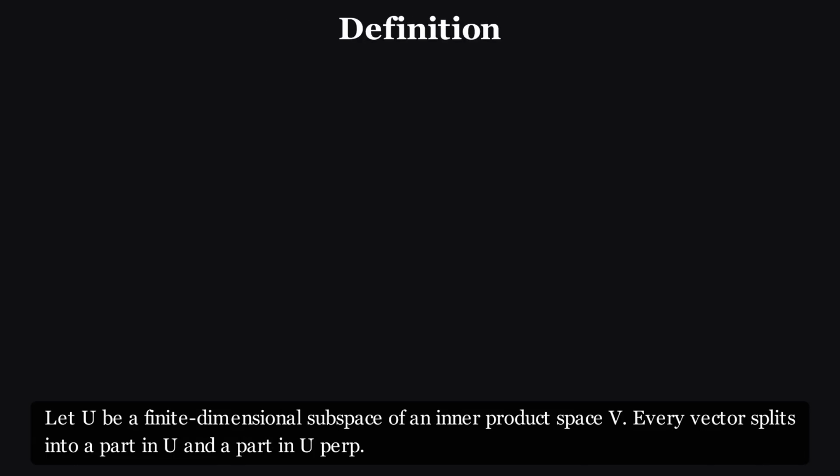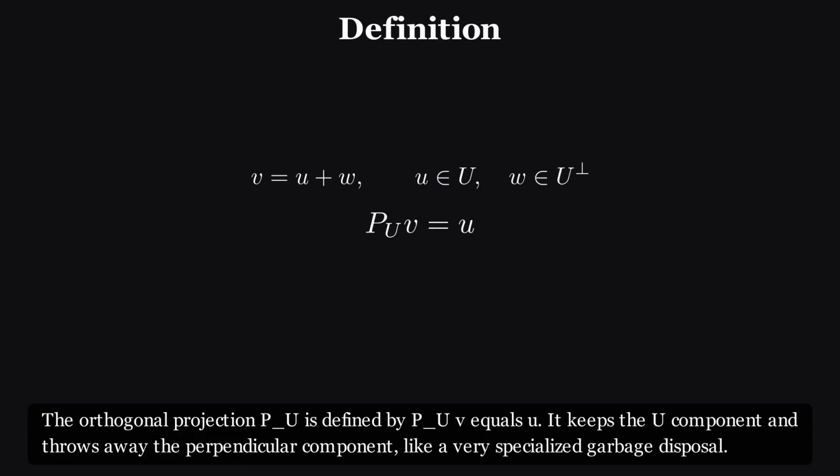Let U be a finite-dimensional subspace of an inner product space V. Every vector splits into a part in U and a part in U perp. The orthogonal projection P_U is defined by P_U v equals u. It keeps the U component and throws away the perpendicular component, like a very specialized garbage disposal.